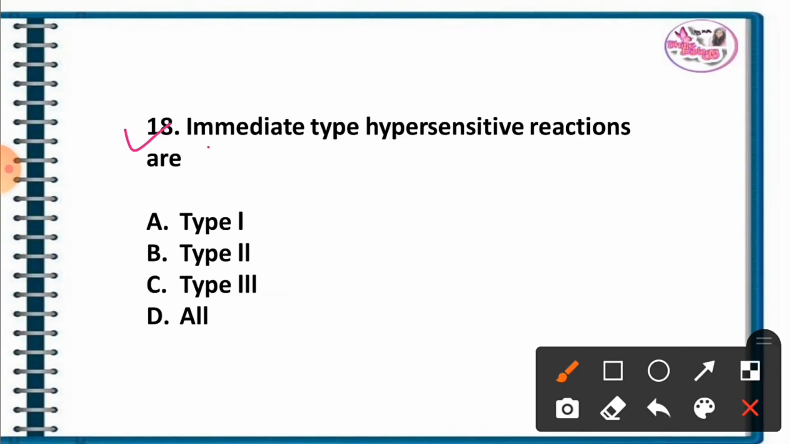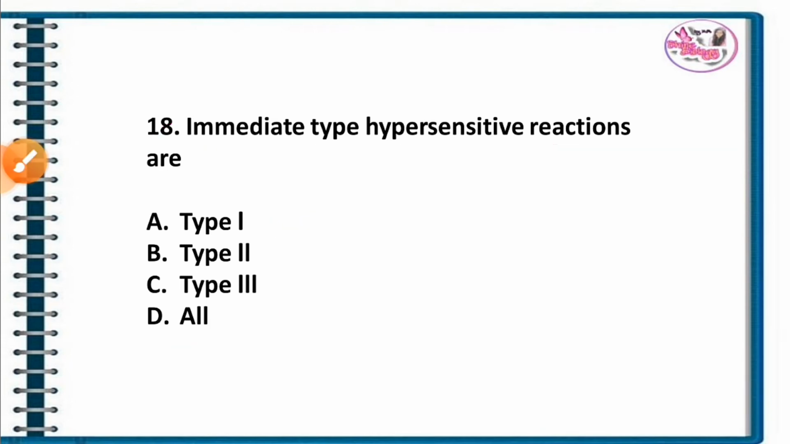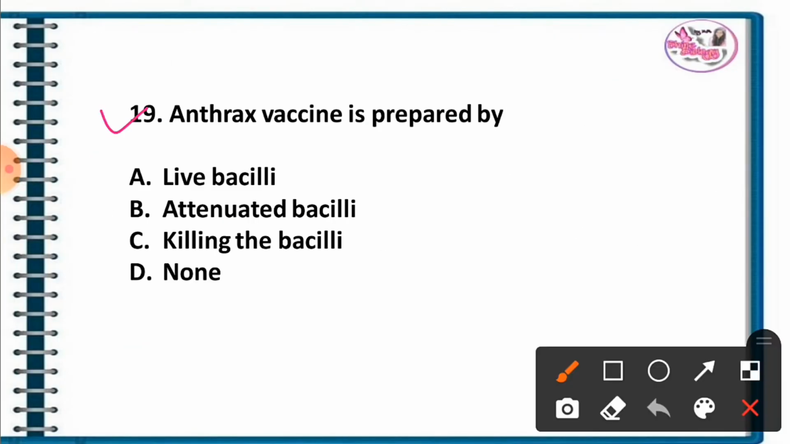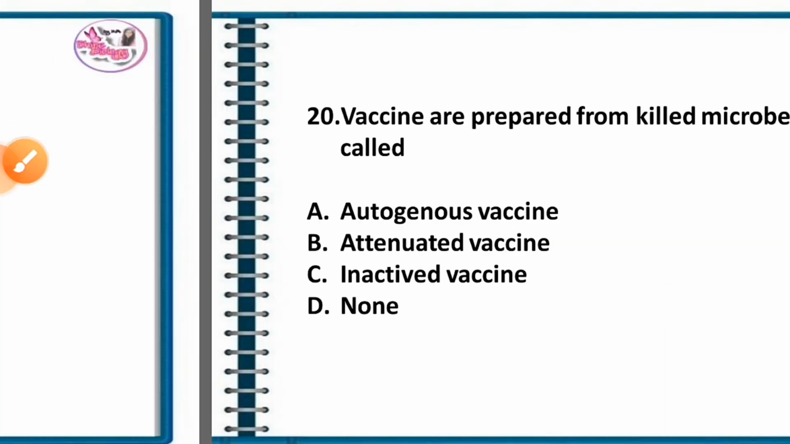Question 18. Immediate type hypersensitive reactions are. The correct answer is option D. All. Type 1, 2, 3 are all immediate type hypersensitive reactions. Question 19. Anthrax vaccine is prepared by. The correct answer is option B. Attenuated bacillus is used for preparation of anthrax vaccine.